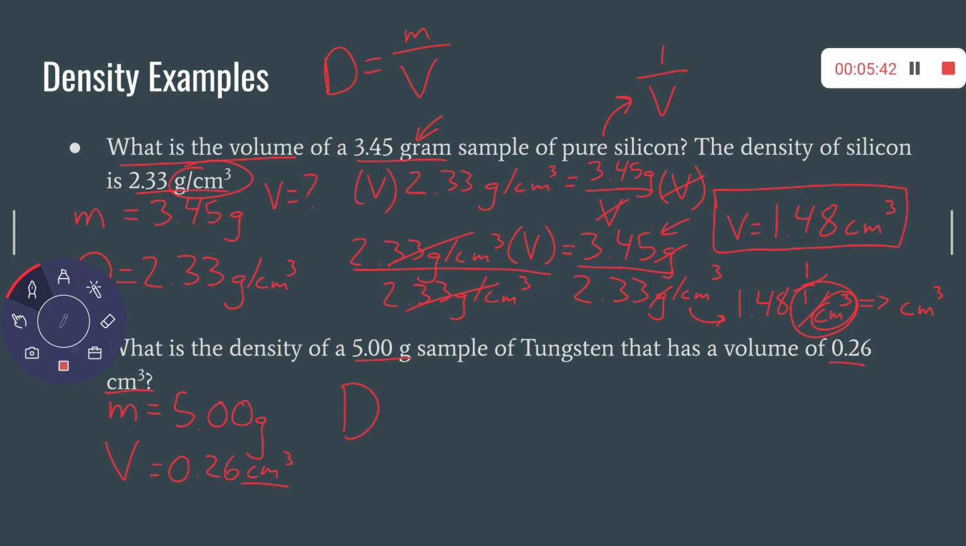From here, I'm going to plug in what I know to find what I don't. I don't know my density. I do know my mass. I'm going to plug that into my formula. And I do know my volume. Lucky for us, our unknown is already isolated, which means I can put this straight into my calculator. And that's going to give me about 19.2. My units, of course, are derived units for density, and they're going to be grams per centimeter cubed.